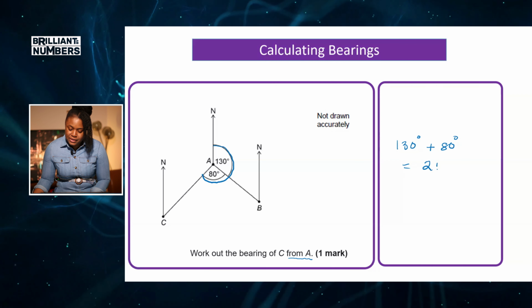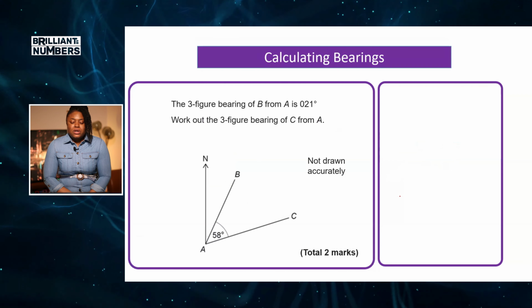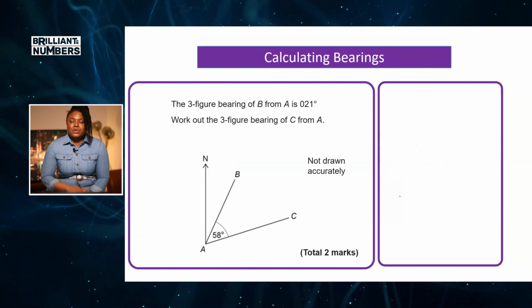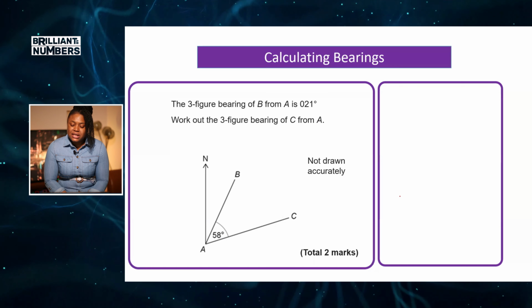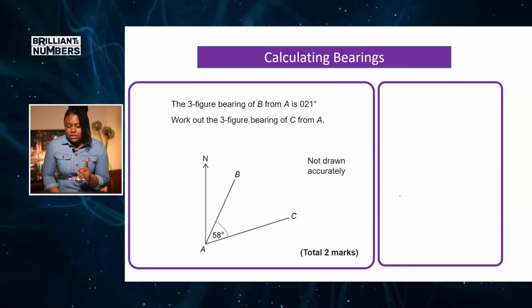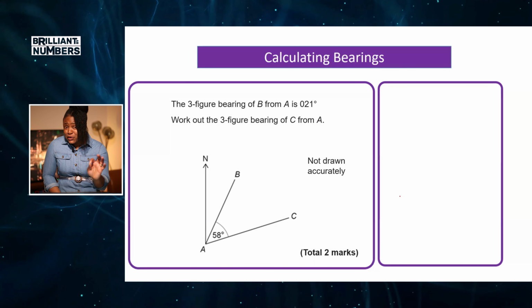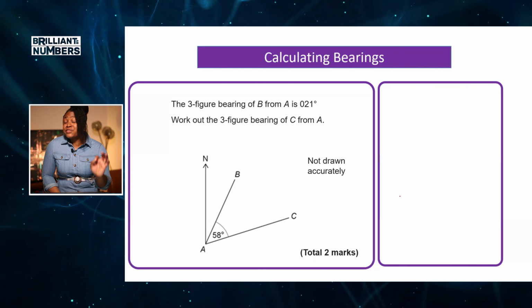All right, so we're going to go on to do another example here. This one is worth 2 marks. The first one was just worth 1 mark. Not much that we had to do there. So the 3-figure bearing of B from A is 021 degrees. Work out the 3-figure bearing of C. So this question is a very kind question because it reminded you, I hope you noticed, it said 3-figure.